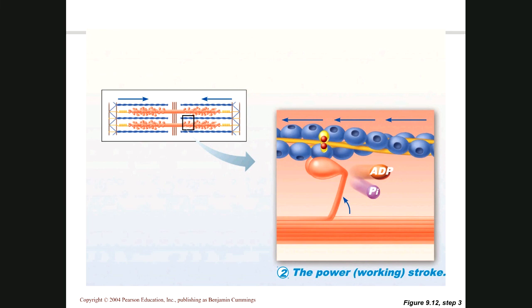So no energy has been used to create the cross-bridge. Okay, next thing that happens is that the cross-bridge moves, the head of the myosin moves towards the middle, creating the muscle contraction. Notice no ATP is needed for this step either.